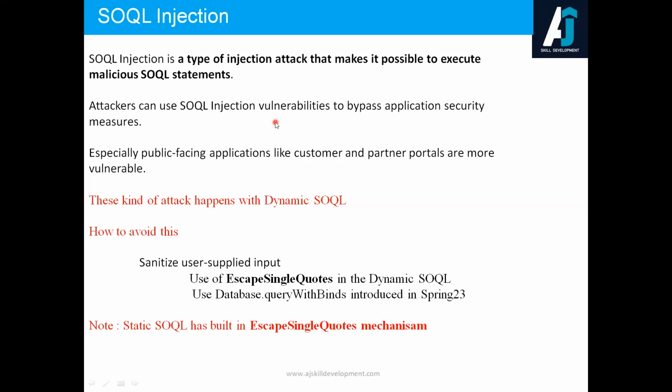Normally these kinds of attacks generally happen with VF pages or web portals, right? The problem with the web portal or VF pages is most of the time we will be using the database.query method. To retrieve data from the org, you can use a static SOQL or a dynamic SOQL with the help of database.query. Static SOQL means you use the square brackets, write your SOQL inside them, and bind the values also, right?